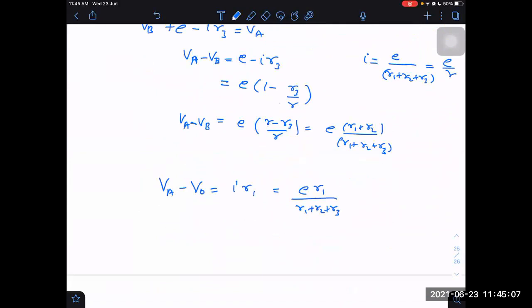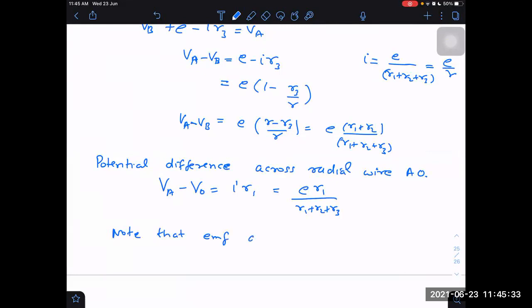Now we are getting the potential difference across that radial line. Potential difference across the radial wire AO. Note that EMF across AO is still zero. That is not existing. Only potential difference is existing now, but EMF is still zero. Is it okay?